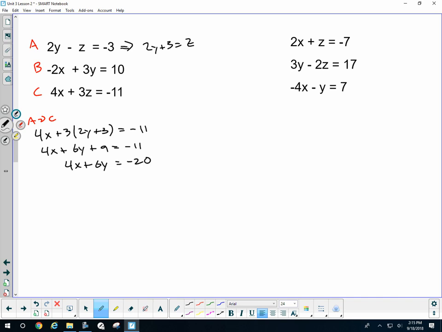And I get 4x plus 6y equals negative 20. Anybody else get 4x plus 6y equals negative 20 if they subbed in? Yeah? Okay. Talk to your neighbors. What do I do now? I've manipulated A, I plugged it into C, but now I got 4x and 6y, and the other equation is negative 2x plus 3y is equal to 10. What do I do now?